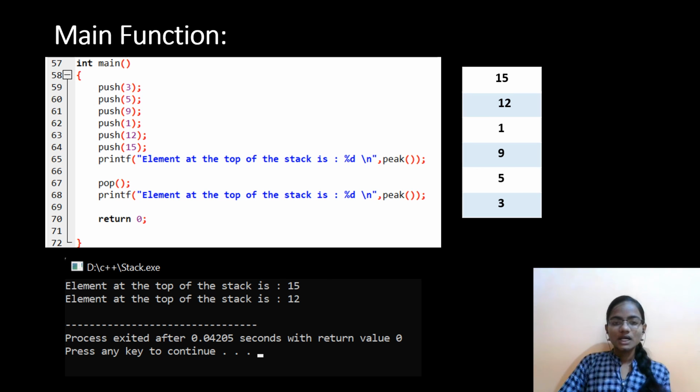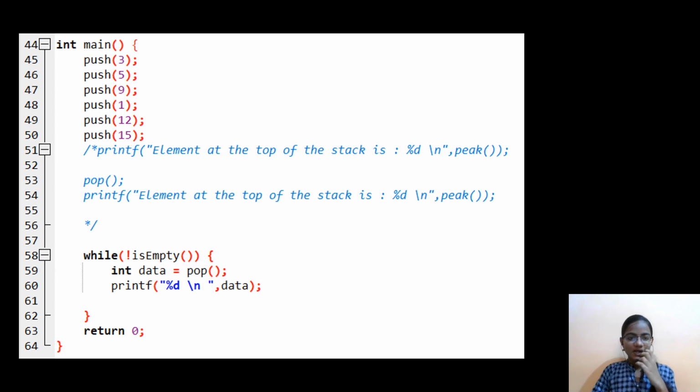Now here we can see one more task, where we have the same program. We are just going to comment out the printf statement for the top value, and we are going to pop out every element in the stack. Till the stack becomes empty, we are going to pop one element each time. So we are going to see what the result will be.